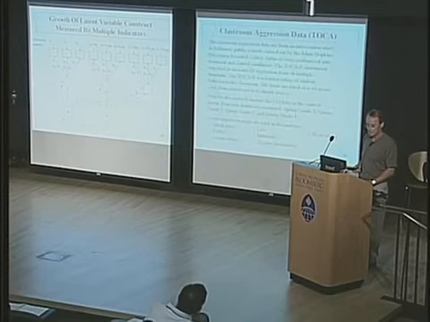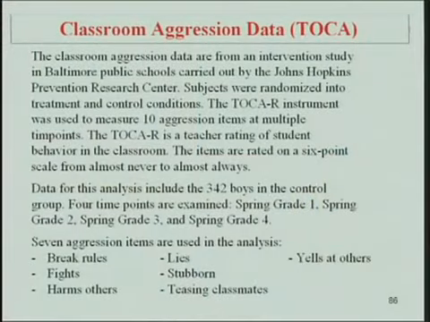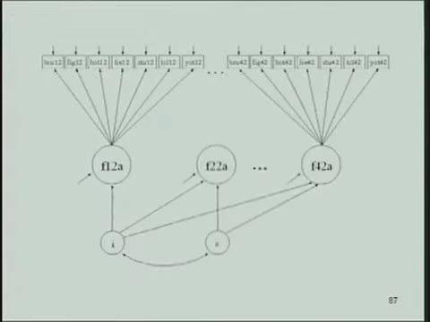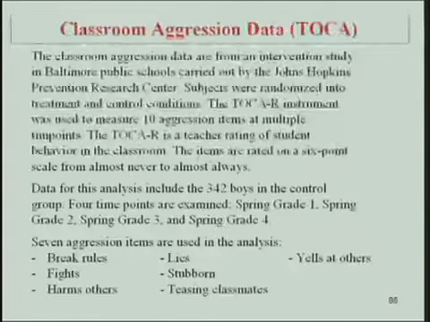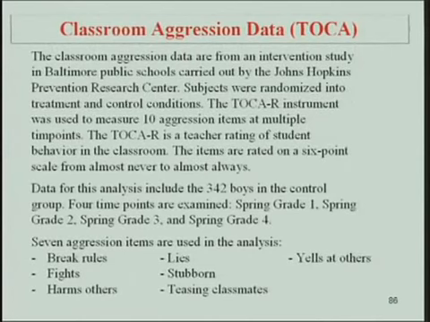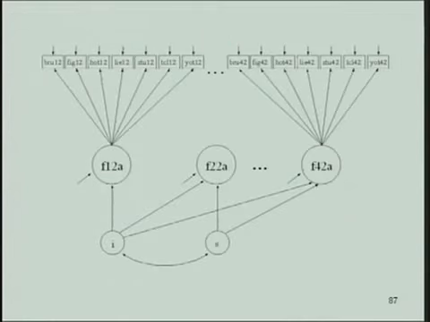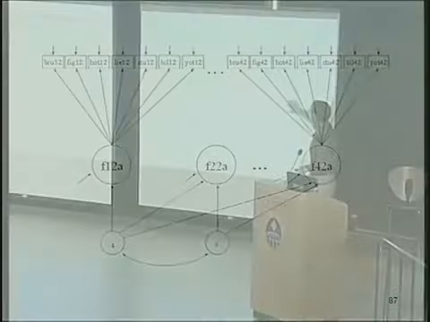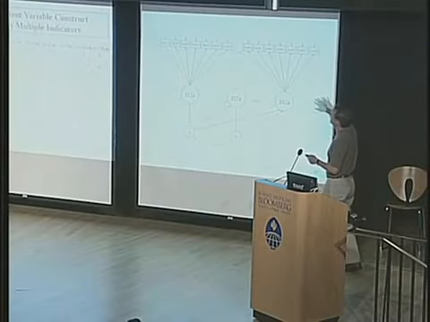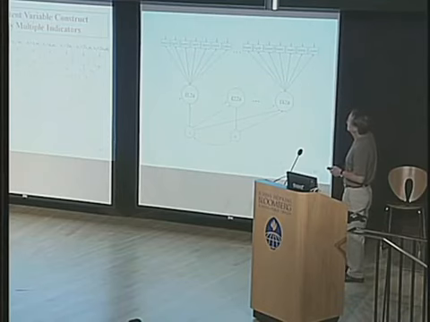So we applied this to the TOCA data for 7 aggression items that seemed unidimensional, at least at the time. And the model looks like this. Let's see, how many time points do we have? Spring grade 1, spring grade 2, 1, 2, 3, 4 time points. The picture is a little bit complex, but it shows the factor at the first time point, second time point, up to the 4th time point. And we only drew the indicators for the first and the last time points.